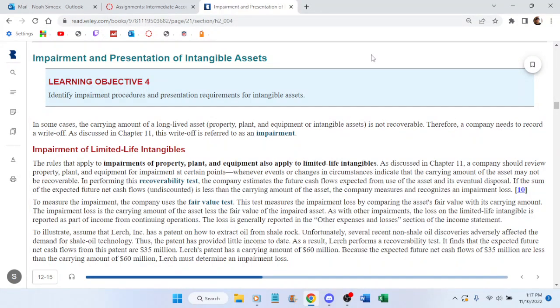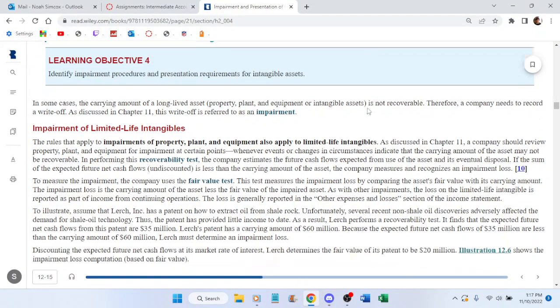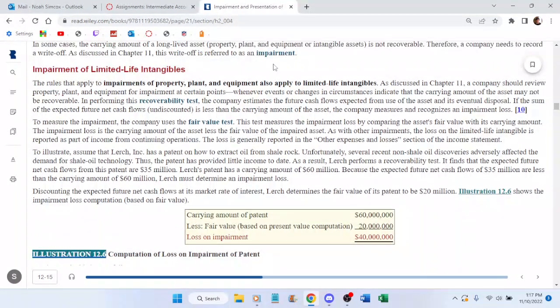Impairment. Perform a recoverability test. Estimate the future cash flows expected from use of the asset and its eventual disposal.